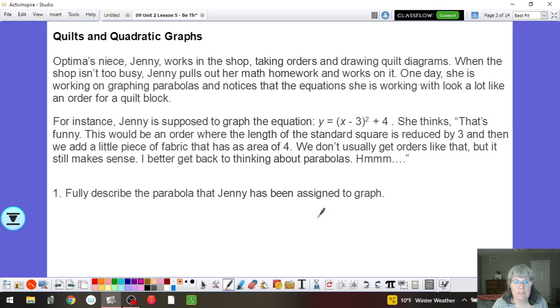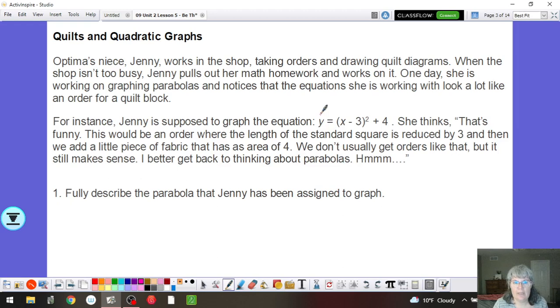For instance, Jenny is supposed to graph the equation y equals (x minus 3) squared plus 4. She thinks, that's funny. That would be an order where the length of the standard square is reduced by 3, and then we add a little piece of fabric that has an area of 4. We don't usually get orders like that, but it still makes sense. I better get back to thinking about parabolas.